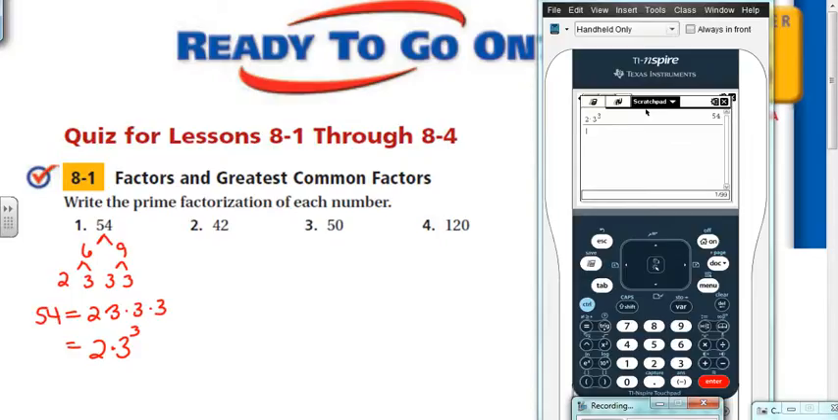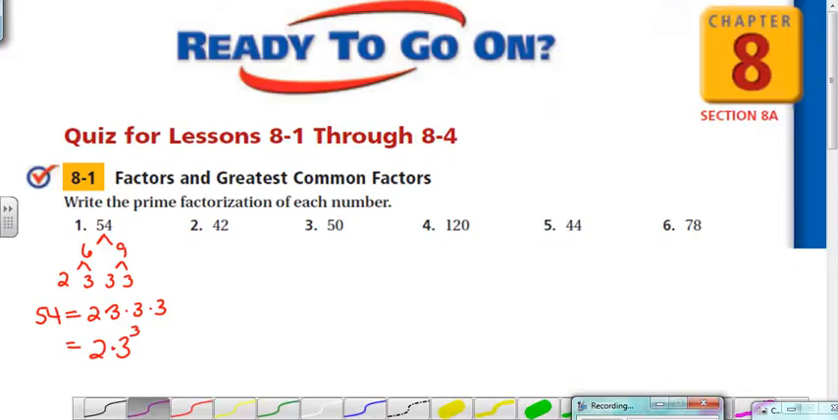Tomorrow when you're taking your test and you get your answer for that, type your answer back in the calculator and make sure you get 54. That way you can know absolutely that you're right. The only reason that it wouldn't work out is if maybe you didn't have all prime numbers, but I know 2 and 3 are prime numbers.